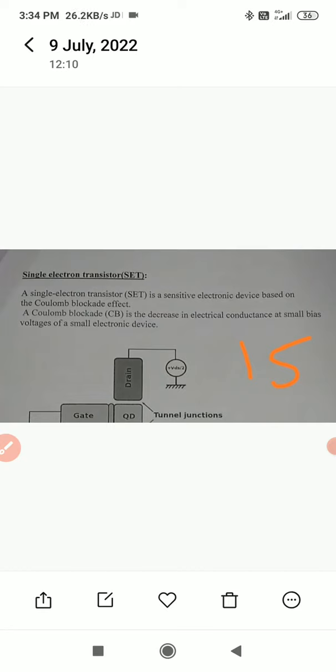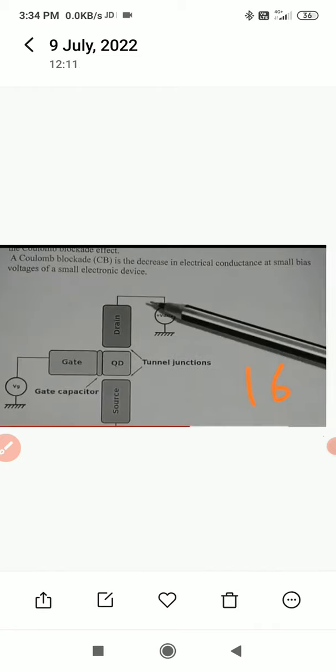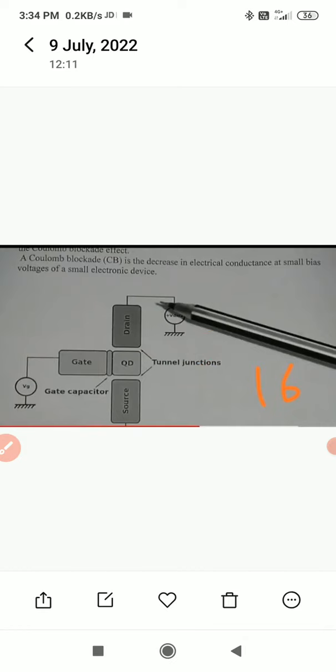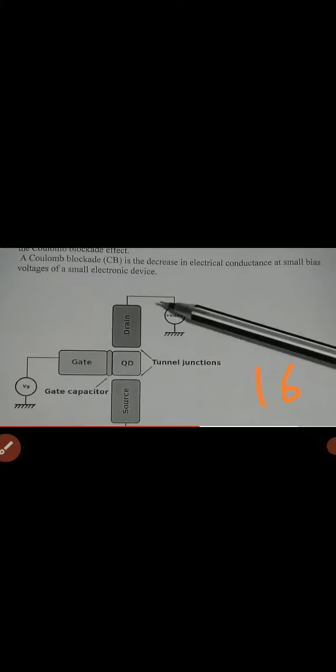A single electron transistor is a sensitive electronic device based on the Coulomb blockade effect. Already I explained this Coulomb blockade effect. Coulomb blockade is the decrease in electric conductance at small bias voltage of a small electronic device. So this is the diagram here. Already we know the FET, field effect transistor. In field effect transistors we have source, drain and gate, isn't it? These are two junctions. This is the quantum dot here, the nanomaterial. I already said this nanomaterial will be sandwiched between the source and the drain, and one end is connected to the gate here.